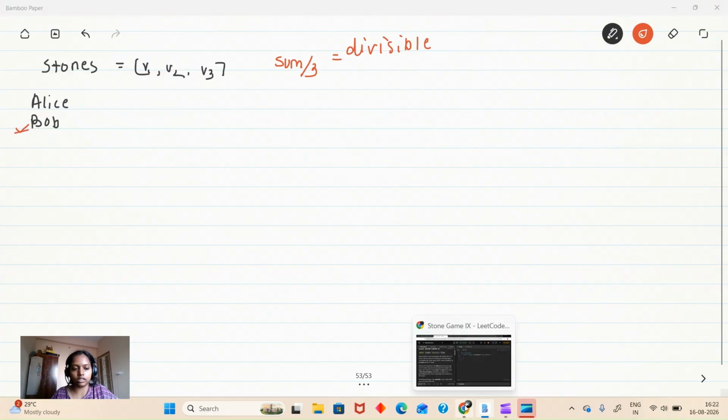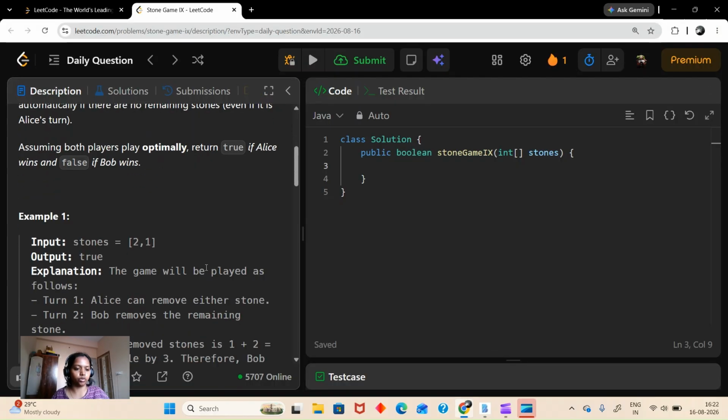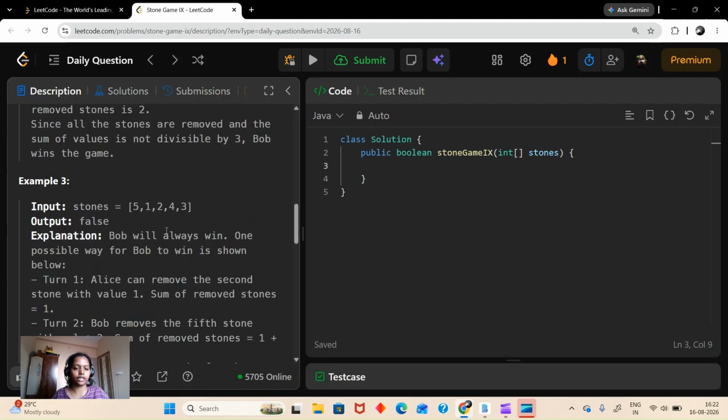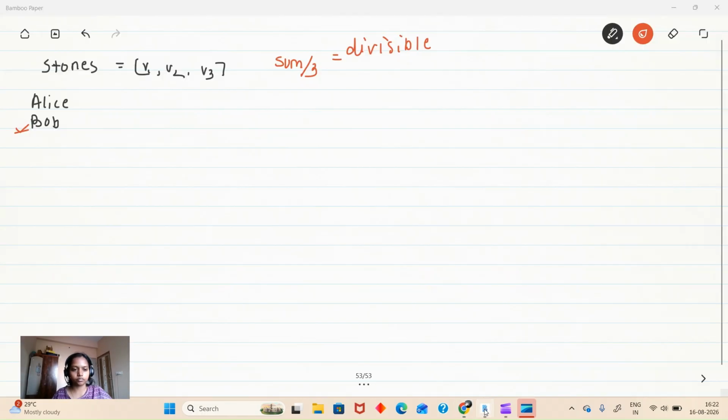Now let's take an example and understand it more. We'll take this example: 5 1 2 4 3. First is always Alice's turn. Alice will take, let's say, 5. The sum is 5, so it is not divisible by 3. Next is Bob's turn. If Bob takes 1, the sum will be 6, which is divisible by 3, so Bob will lose. Bob is also playing optimally, so he will not choose 1. Let's consider Bob chooses 2.